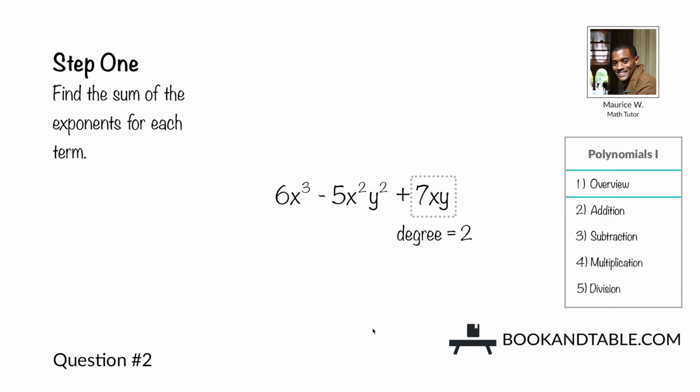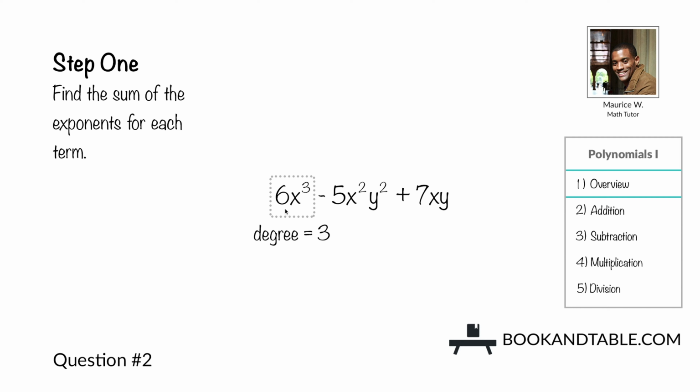Question number 2. We were given the polynomial 6x to the 3rd minus 5x to the 2nd y to the 2nd plus 7xy. So let's find the degree of each term. We have 7xy. So the sum of the exponents would be equal to 1 plus 1, which is 2. So the degree of 7xy is equal to 2. Then we have 5x squared y squared. The sum of the exponents for the variables is 2 plus 2, which is equal to 4.